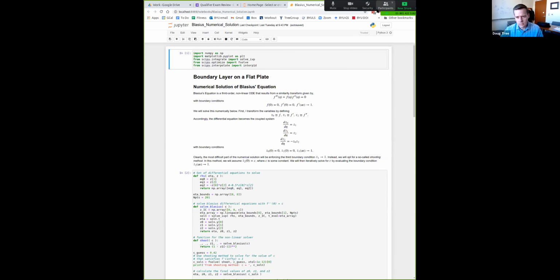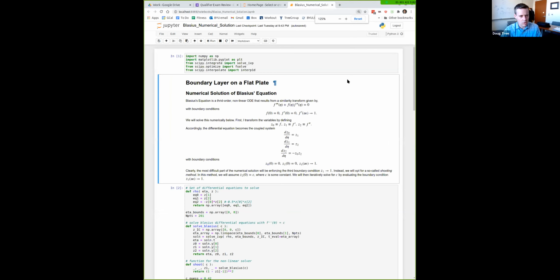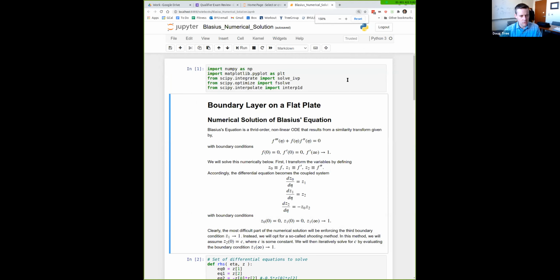All right, stop that share. Share this other screen. All right, can you all see? This might be a little bit small. Let's see if I can zoom in a little. Can you all see the Jupyter notebook that I have here?